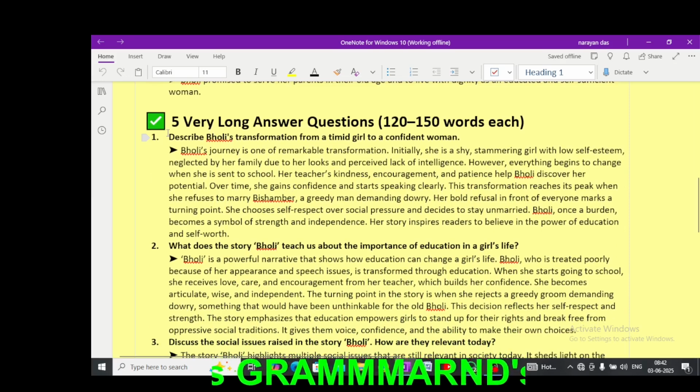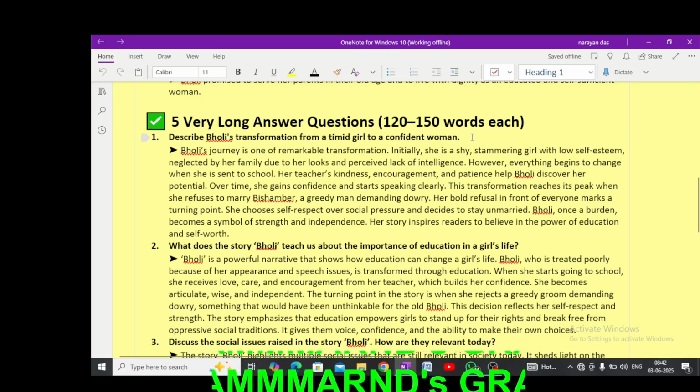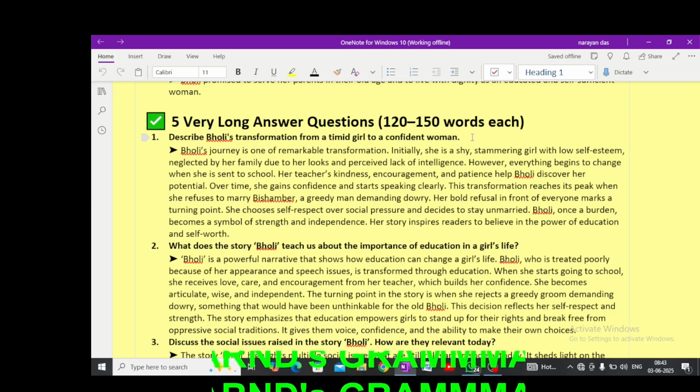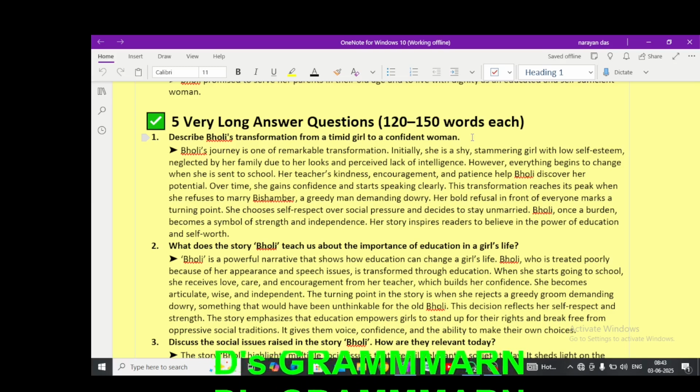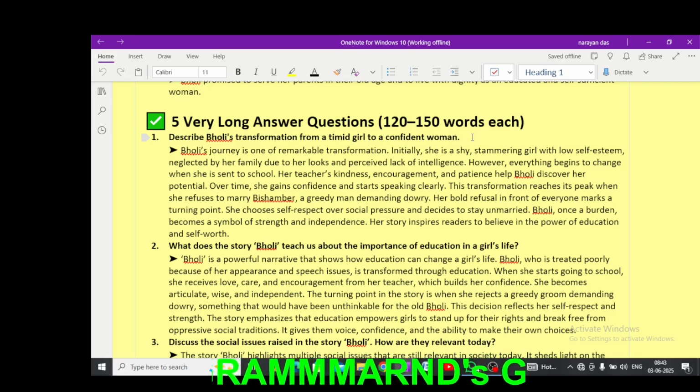Question number 1. Describe Bholi's transformation from a timid girl to a confident woman. This is the most important and theme based. So the whole story centers around this question: how Bholi, a timid, ugly, neglected girl, became powerful and self-sufficient on the basis of education and knowledge.